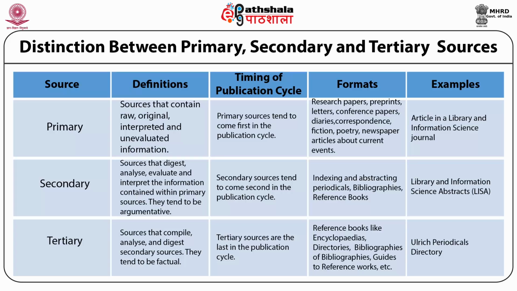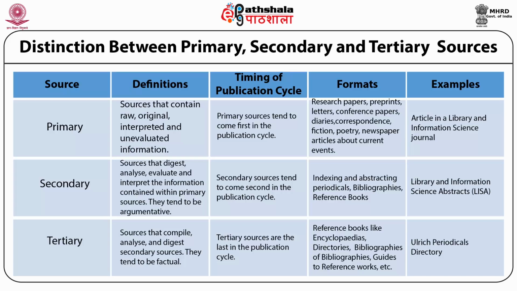Example from library science. The primary source is the ISO 2709 standard for bibliographic record formats, 2009. This is a primary source. The secondary source is Progress in Librarianship, an annual publication. The tertiary source is Walford's Guide to Library Material.